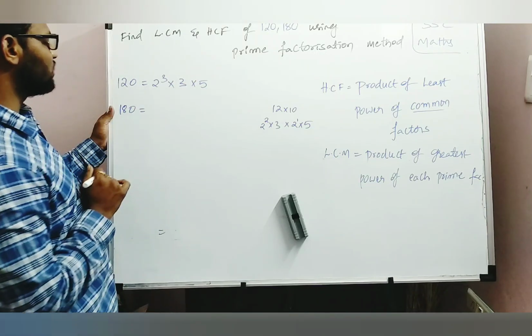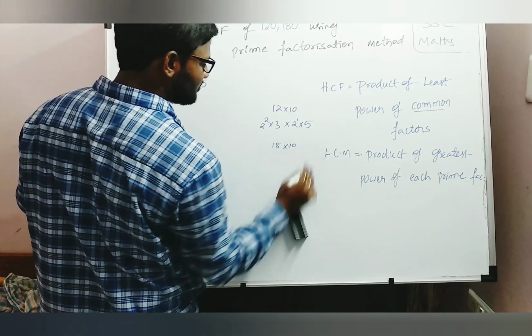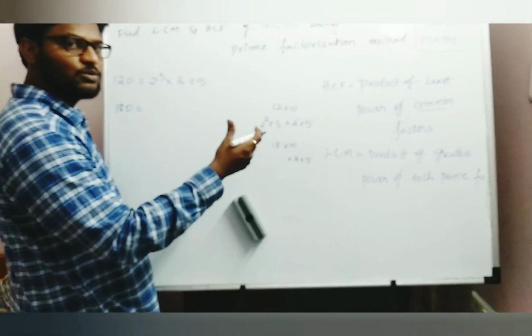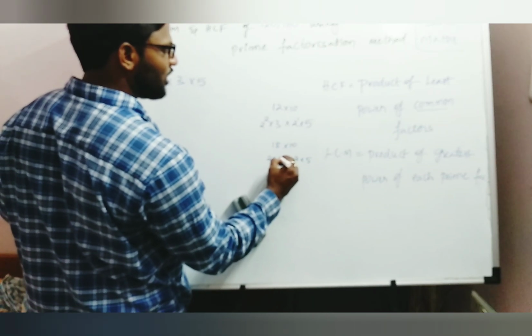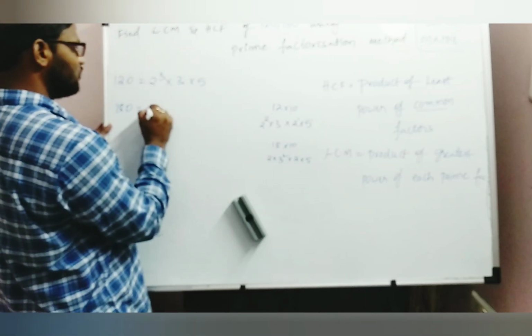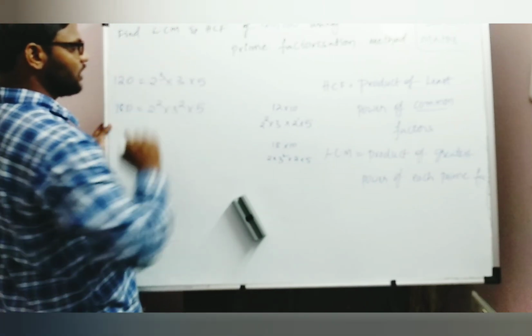180 is also a rounded figure. We can write 18 into 10. 10 is 2 into 5. 18 is 9 2s, and 9 is 3 square. So 2 into 3 square. So 2 power 2 into 3 power 2 into 5.